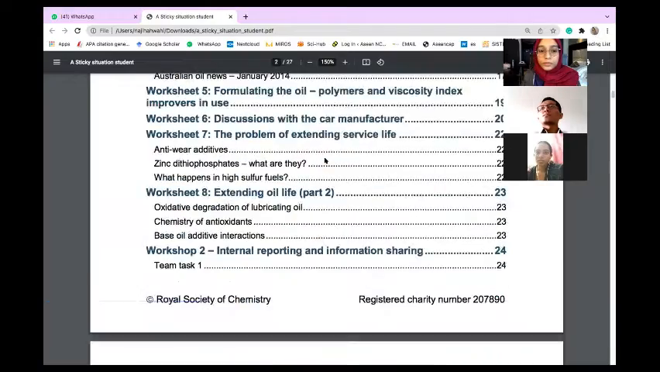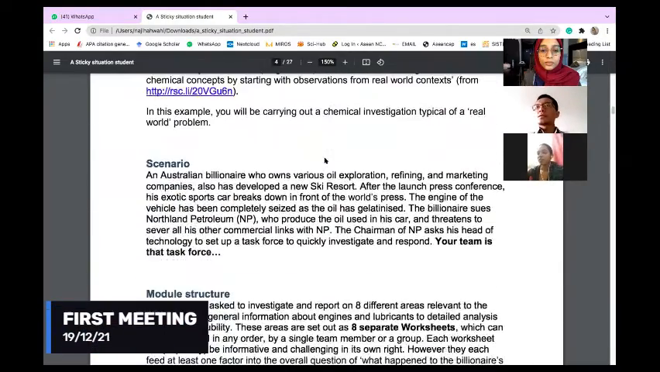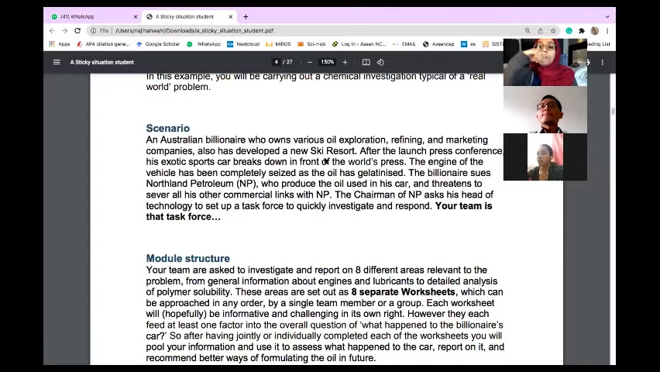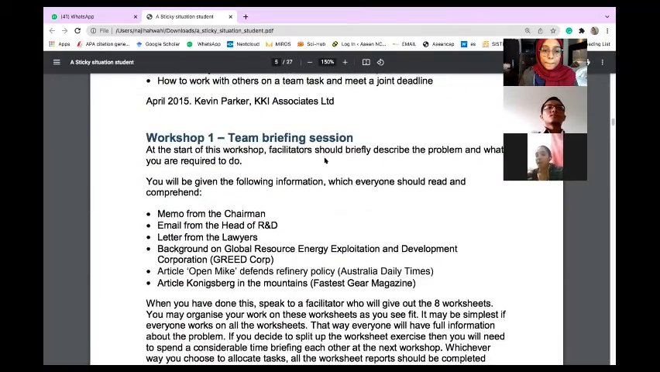Questions, right? The main problem. Yeah, we need to find the problem that we want to focus on first. Okay. So basically, we need to solve the main problem, which is that the engine oil had been solidified into a gelatinous mass. So that will be the first problem.